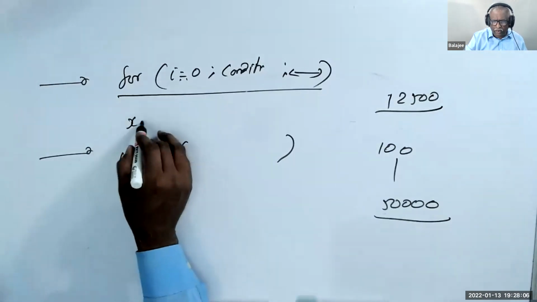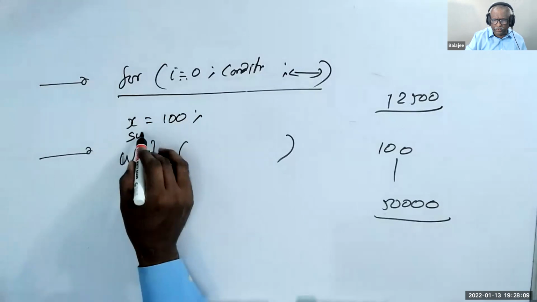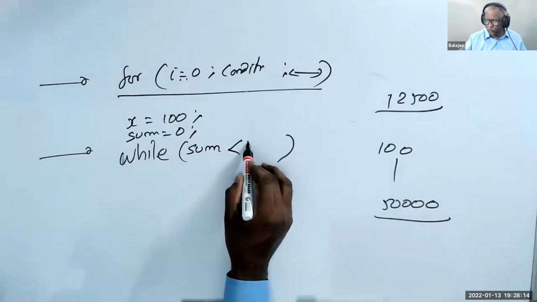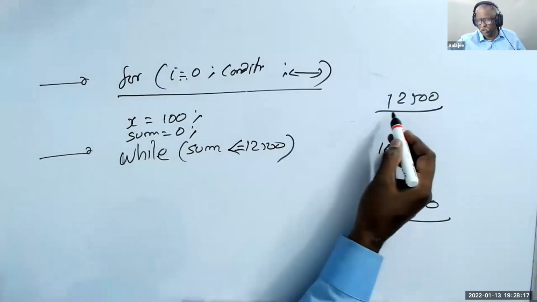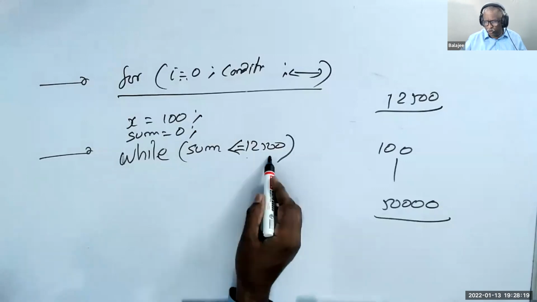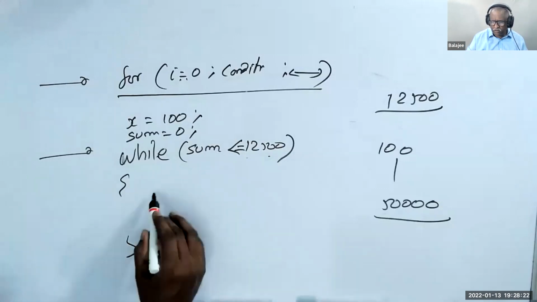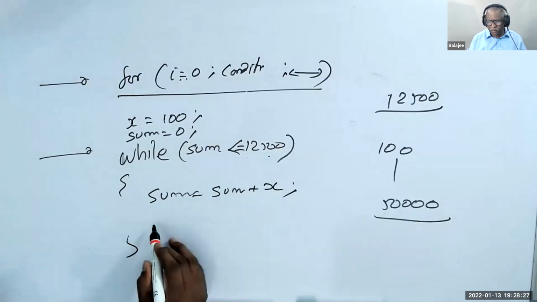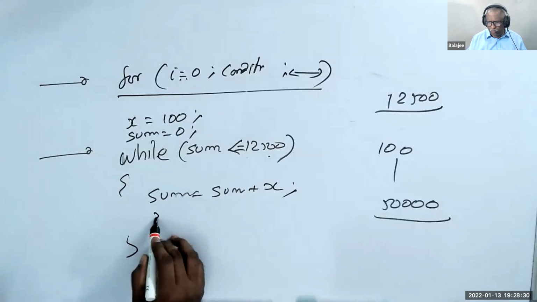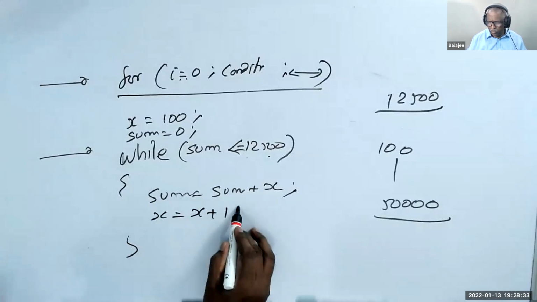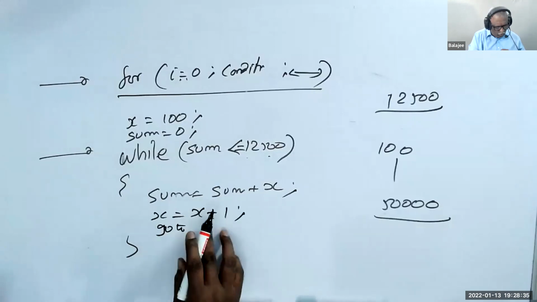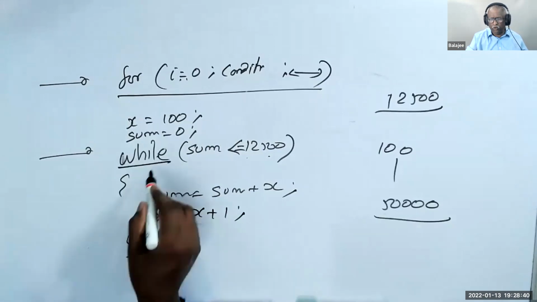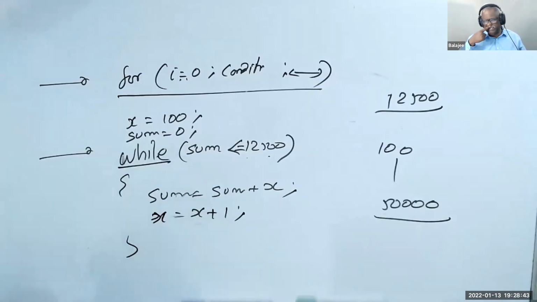So now what happened? I'll say x is equal to 100, sum is equal to 0. While sum is less than or equal to 12,500, because I said more than that should quit, I'll say sum is equal to sum plus x, and x is equal to x plus 1. Go to loop. Sorry, not go to loop. That's it, because while itself goes there by natural theory.